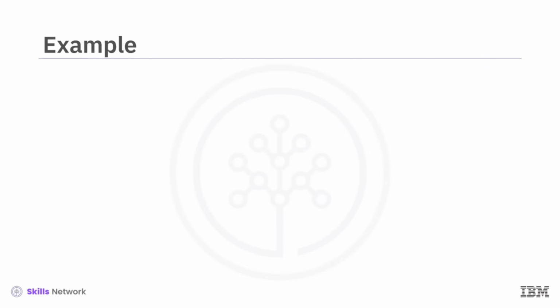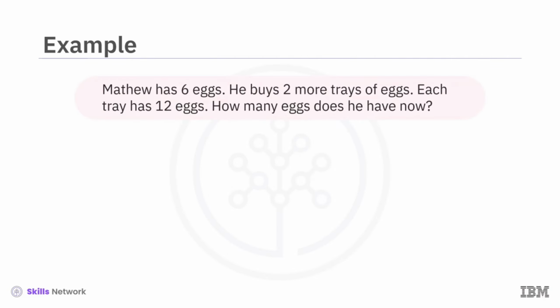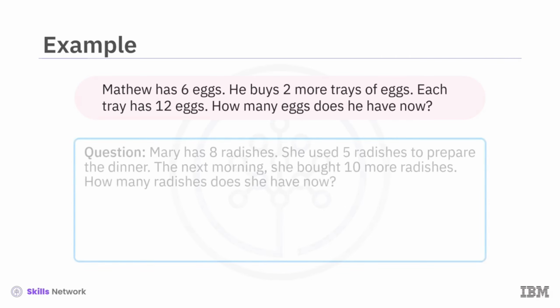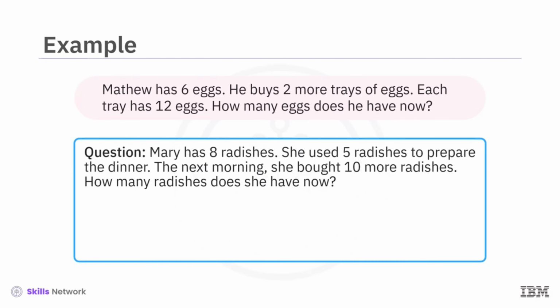If you pose a mathematical problem to the model like, Matthew has 6 eggs, he buys 2 more trays of eggs. Each tray has 12 eggs. How many eggs does he have now? Its logic can go off the rails, especially for a complex problem. To train the model with the appropriate reasoning involved in solving such questions, you can pose a similar question like this one. Mary has 8 radishes. She used 5 radishes to prepare the dinner. The next morning, she bought 10 more radishes. How many radishes does she have now?